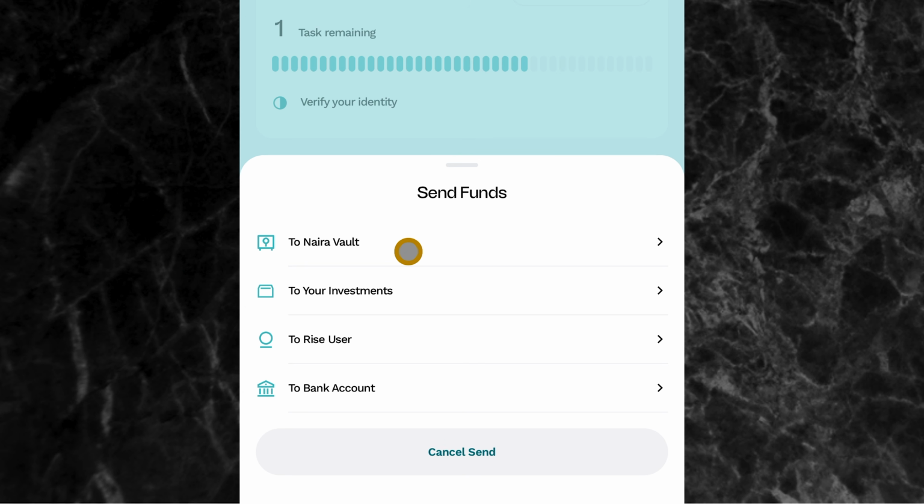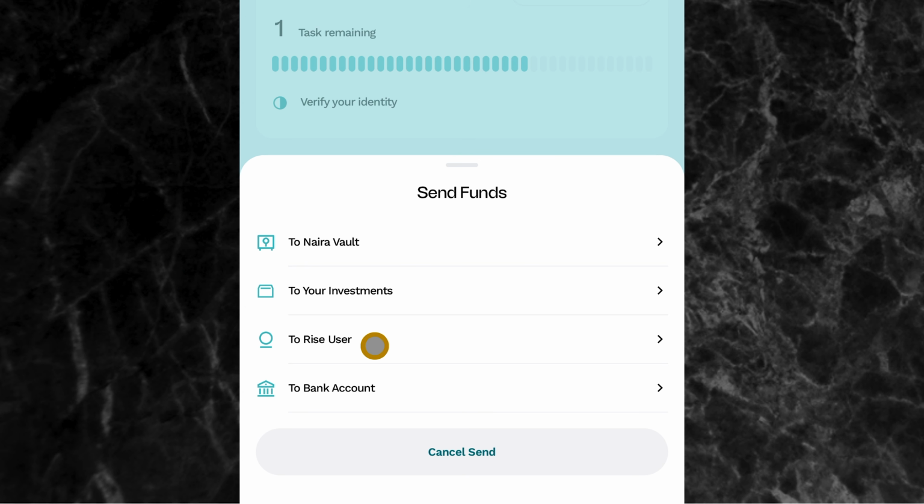So maybe you don't want to use a particular amount of money for investment. You just want to keep it on the Risevest app, then you transfer it or send it to your Naira vault. Now, the second place you can send money to on the app is to your investment. Maybe for example, you have some money in your wallet that you want to use to invest, then you click on to your investment right here.